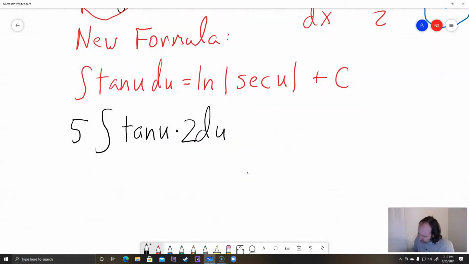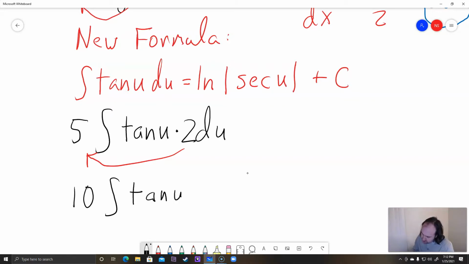Okay, so let's go ahead and bring the 2 out front, and 2 times 5 is 10. So here we have 10 times the integral of tangent of u du. And now we can go ahead and use our new formula. This is just going to be natural log of absolute value of secant of u plus c.